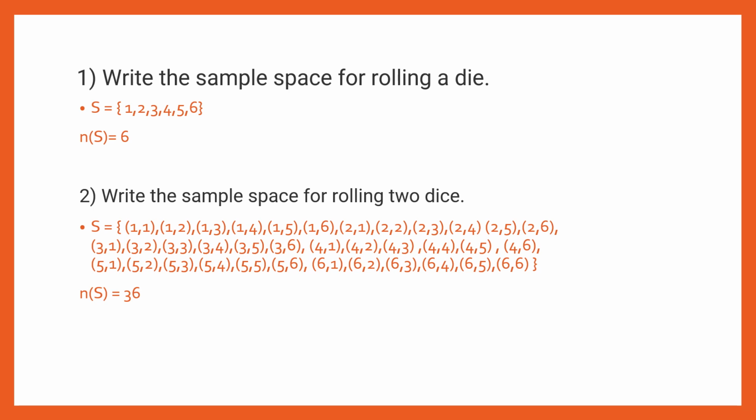Similarly, when we come to the second example, write the sample space for rolling 2 dice. Here, the experiment is rolling 2 dice at once. So whenever I am rolling 2 dice, this is my dice number 1 and this is my dice number 2. We have to find the sample space. It would be: if on the first die I have number 1 and on the second die I get number 2, one of the possibilities is 1, 2.